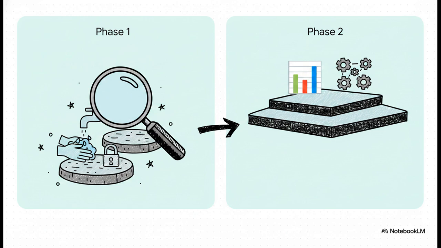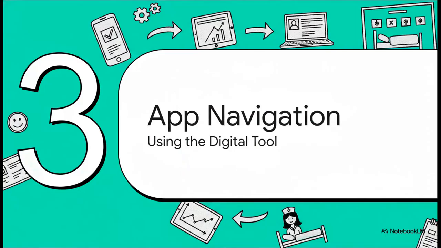Then, once everyone is totally comfortable with the rhythm, we upgrade to Phase 2. That's the comprehensive phase, which bumps up to 47 criteria across 13 standards, getting into the deeper nitty-gritty of clinical indicators. All right, Section 3, navigating the digital tool.